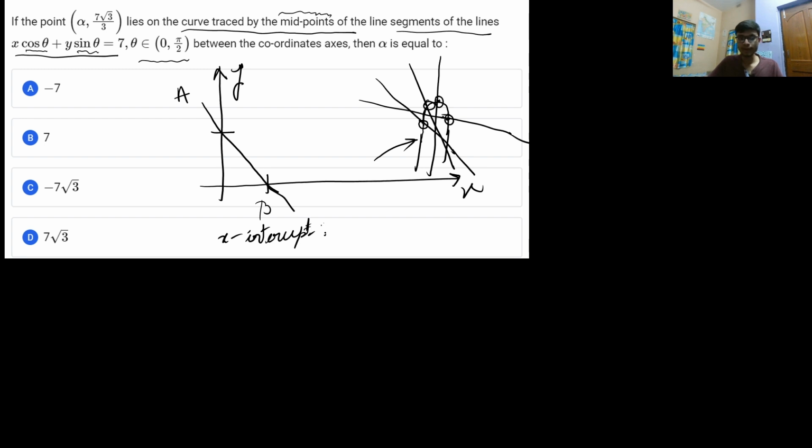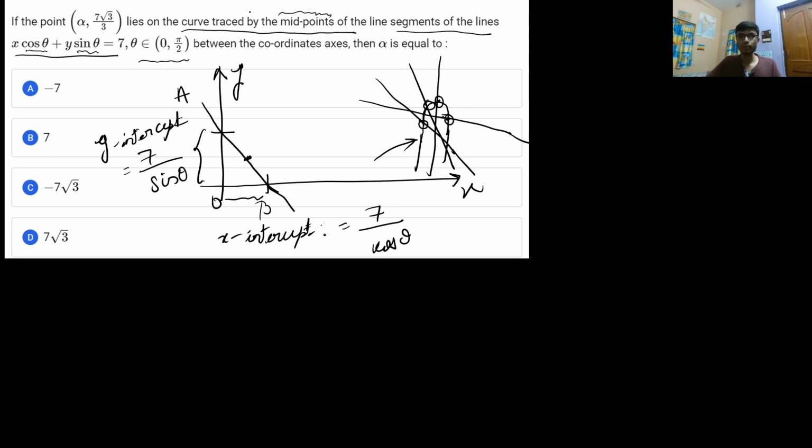The x intercept is given by putting y equal to 0, and its value will be 7 by cos theta. This is the origin, so the x intercept is 7 by cos theta. Similarly, the y intercept is given by putting x equal to 0, and this will give you 7 by sin theta. Now you have to look for the midpoint.